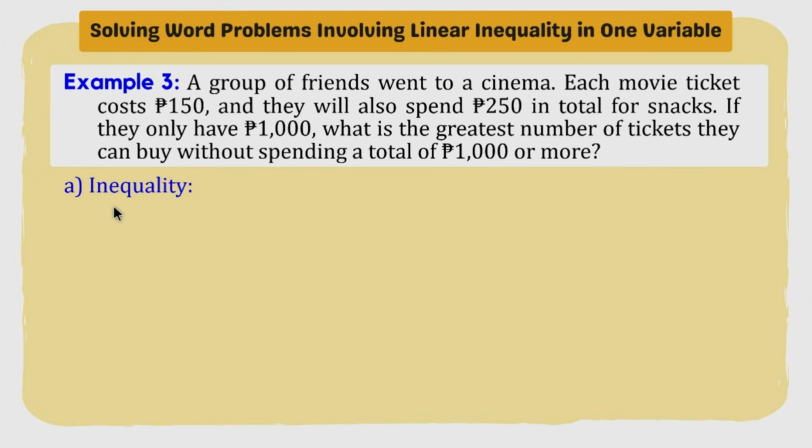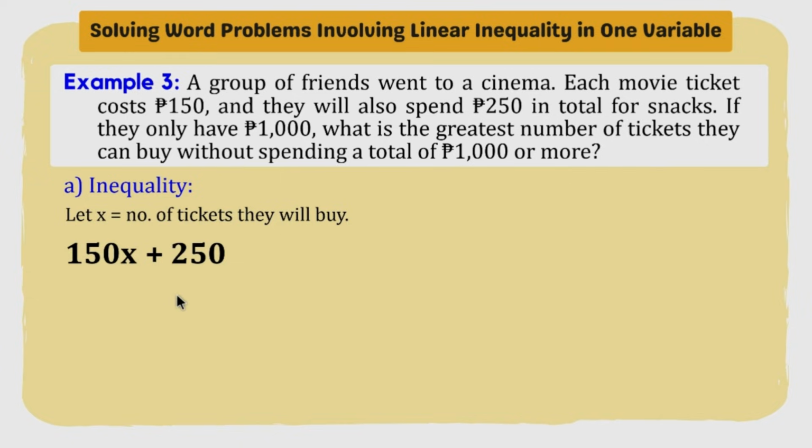First, let us represent the inequality. Okay, so let x be the number of tickets they will buy. So since ang presyo ng isang ticket ay 150, we can say 150x because x is the number of tickets. Okay? And then next, kailangan pa nilang bumili ng 250 pesos na snacks. So we have here plus 250.